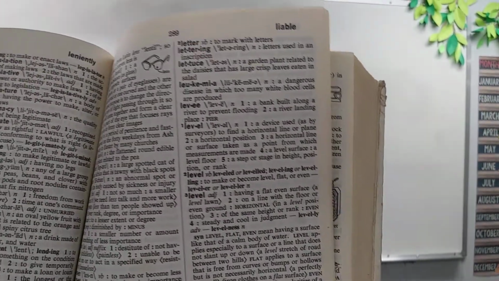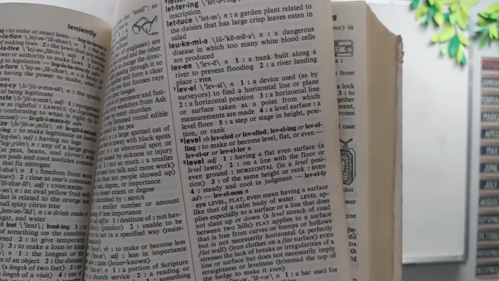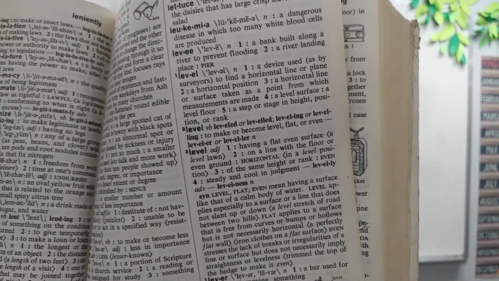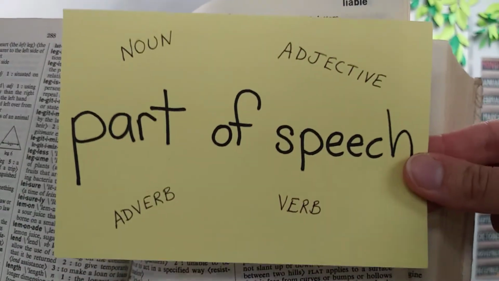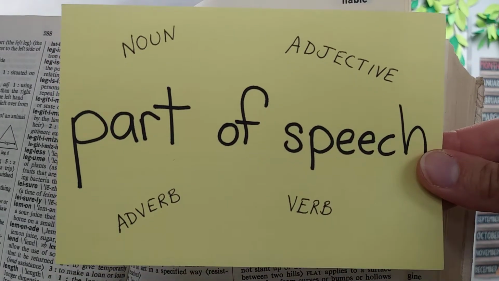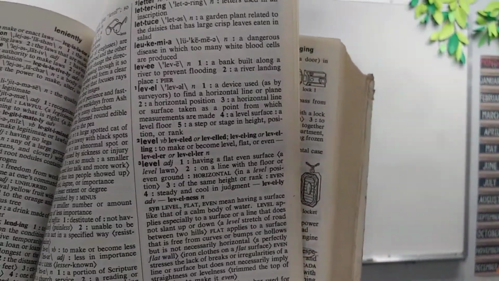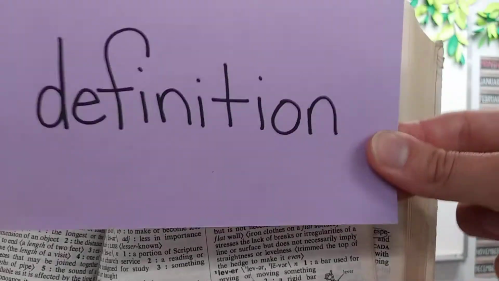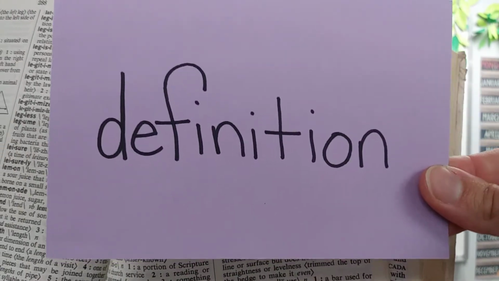Now dictionaries can also tell us whether a word is a noun or an adjective or an adverb or a verb, or any other part of speech. So dictionaries can tell us parts of speech. They can tell us what kind of word it is and how it's used in a sentence. One of the big things that a dictionary tells us that we sure can't forget is the definition. Definition just means what the word means.